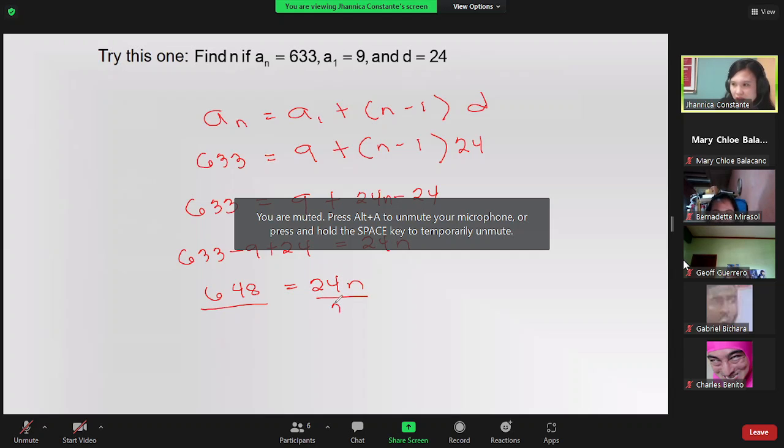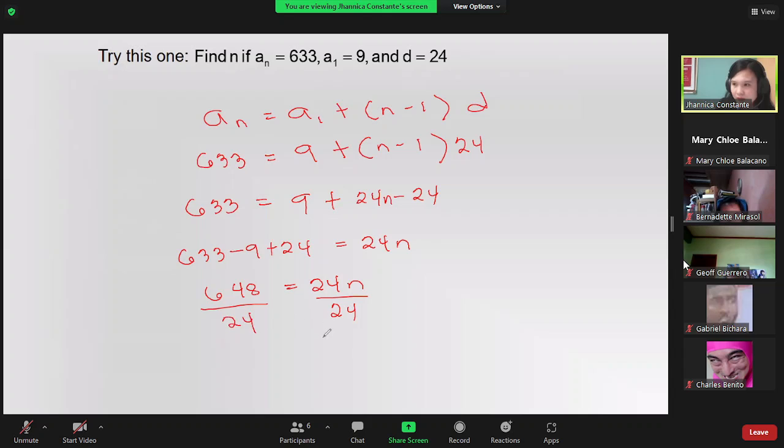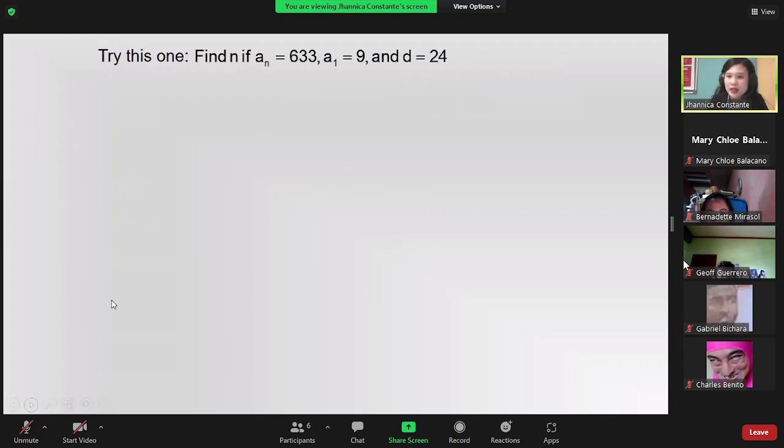Divide both sides by 24. So the position of the term that has a value of 633 is equal to 27. So n is equal to 27 in our arithmetic sequence. So let's say we're solving for the first term using the formula that we have.